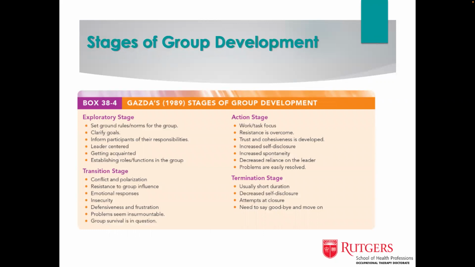A separate example of group development can be seen here. This is straight out of the Willard and Spackman textbook. There's the exploratory stage, the transition stage, action stage, and termination stage. Those 4 stages relate very similarly to the forming, storming, norming, performing, so you can go off of either of those. I would try to be familiar with both because they do have very similar bullet points in each stage. It's just really the name that's a little different.